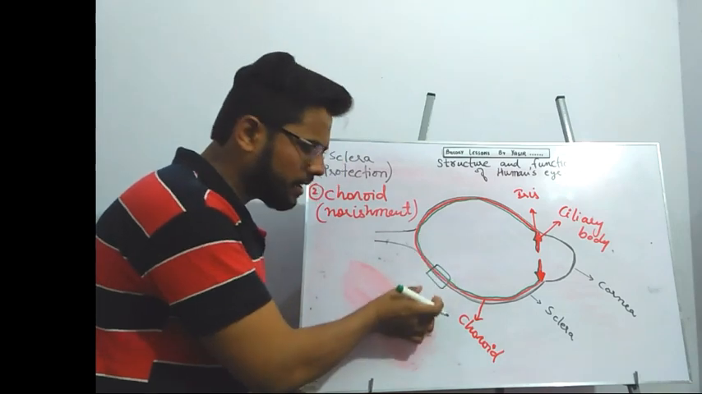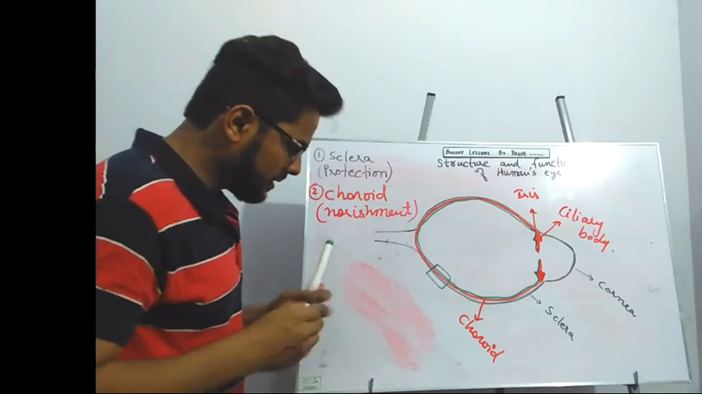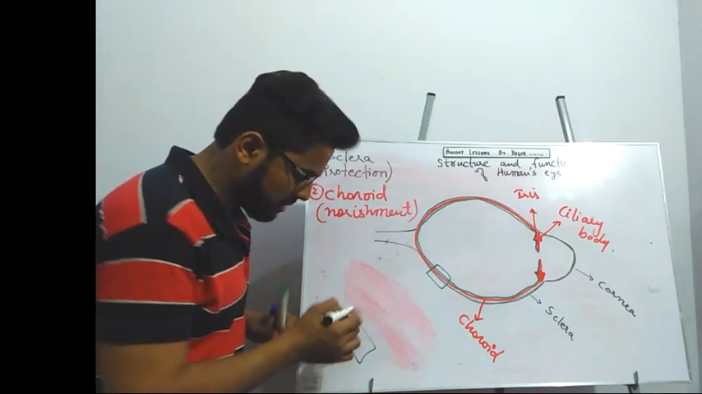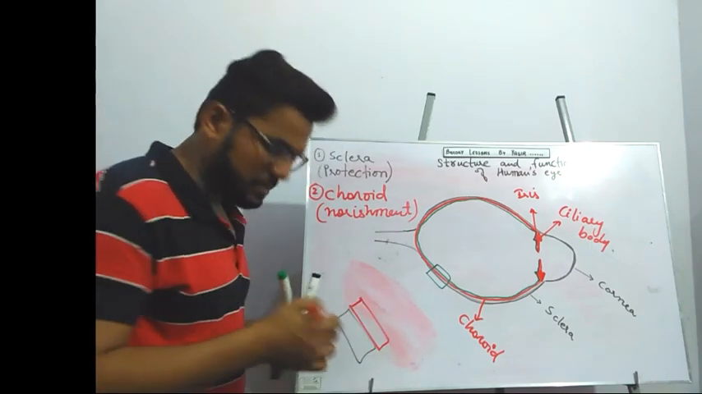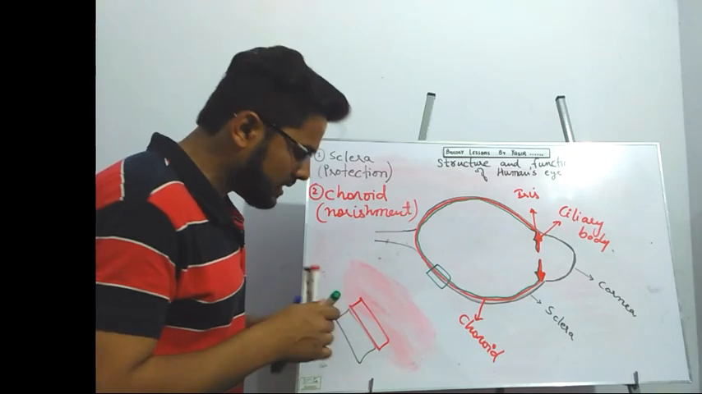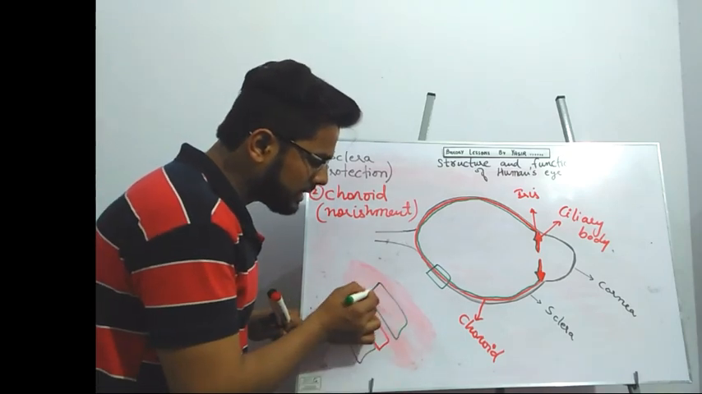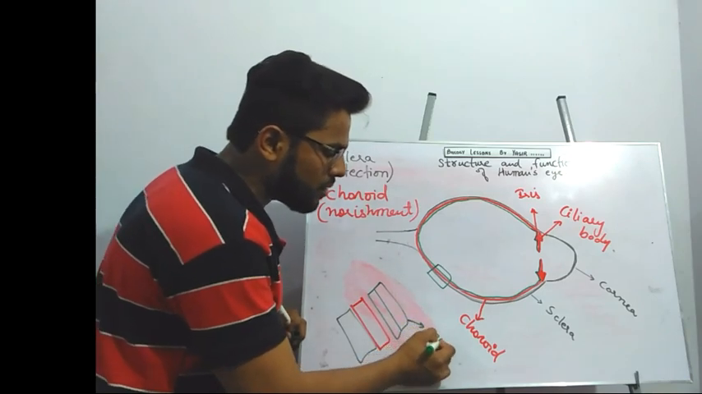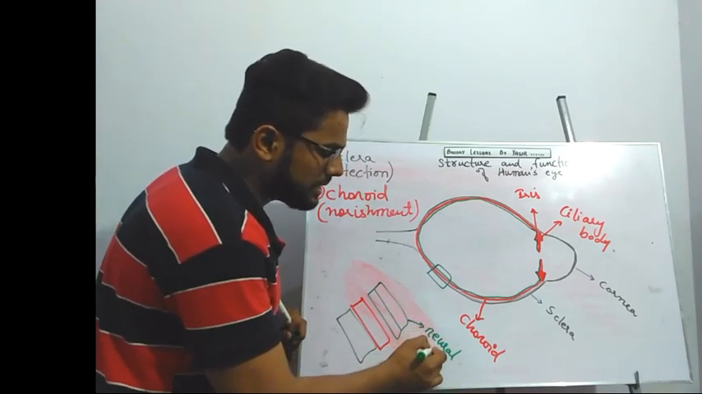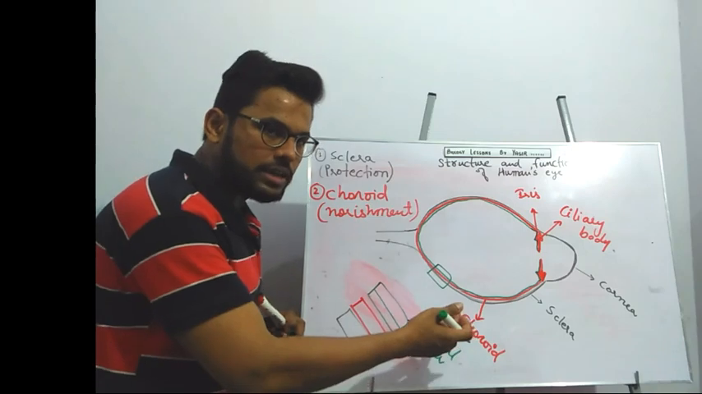For example, I will enlarge this portion. This is the sclera, the outermost layer. This is the choroid, the middle layer, and this is the retina. Retina is itself made up of two layers. The outer layer is called the neural layer, the outer layer of the retina.